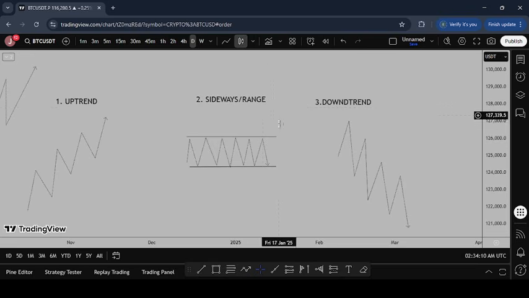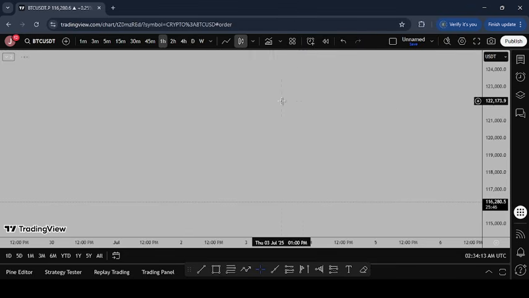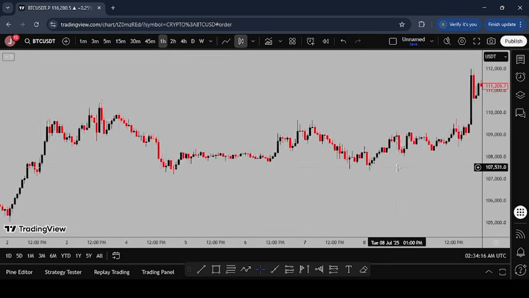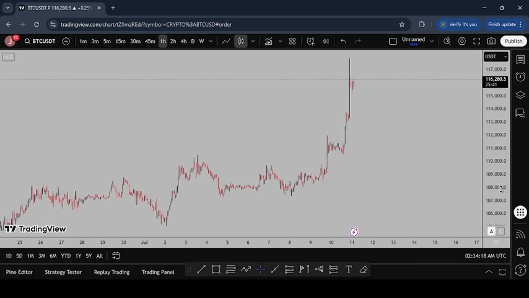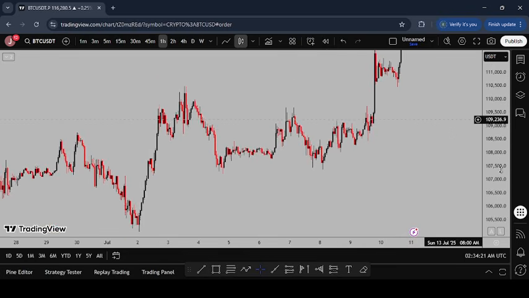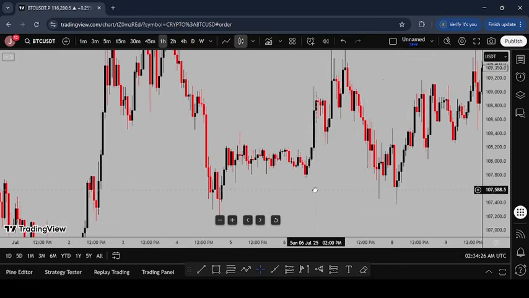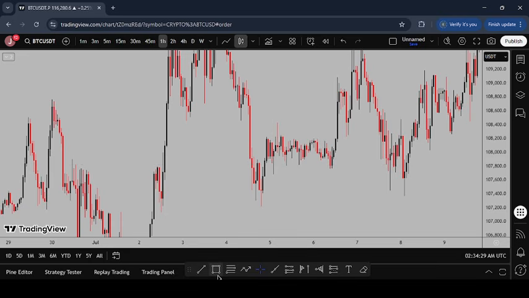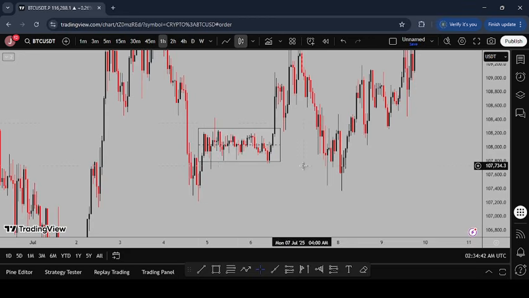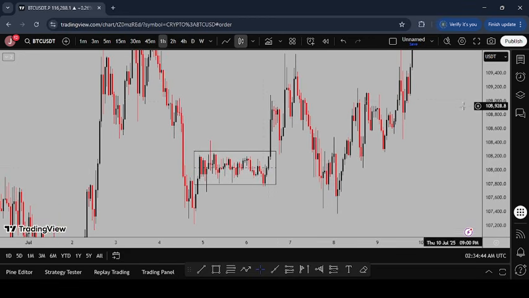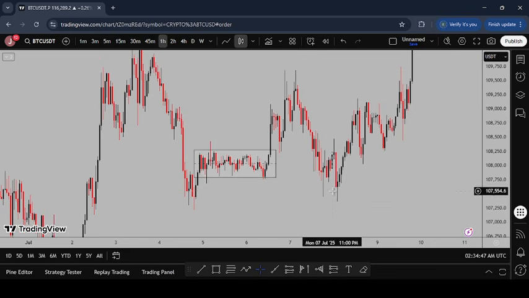I can take you guys to an example of a range we had on BTC recently, before we had this spike to the upside. You can see this is a typical sideways market. On the 1 hour time frame, you can see this range. This market has been ranging from this block, from this zone. It's ranging, then before it broke up, it pulled up, then pulled down for a continuation.